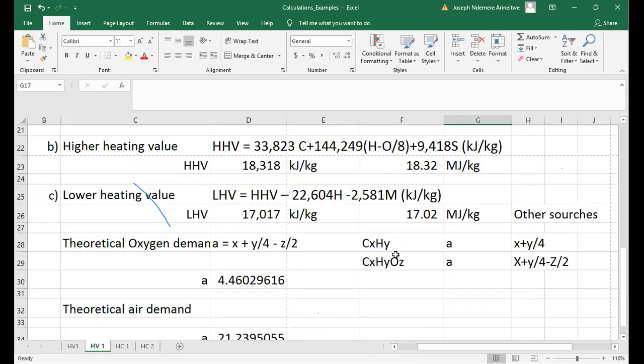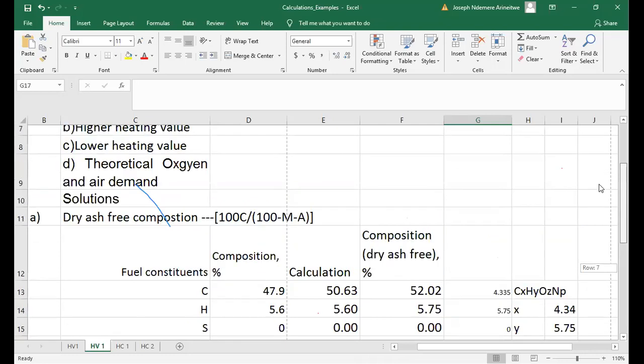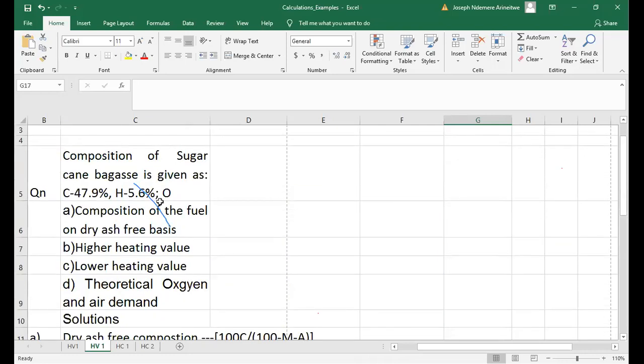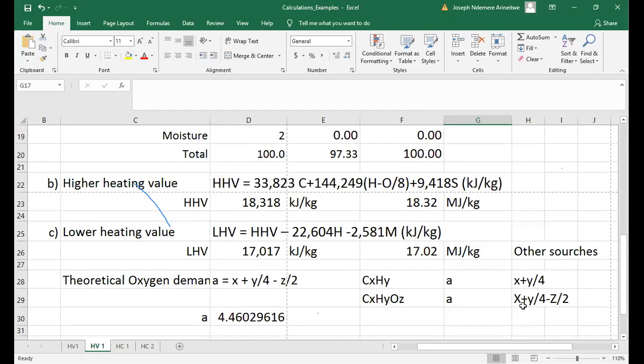Okay, so it depends on what you're dealing with. We already know the composition of the fuel in question. This is sugarcane bagasse, and they have given us carbon, hydrogen, and oxygen. Already that means you can't use X plus Y over 4 only. It will require that you use X plus Y over 4 minus Z over 2, because the fuel contains carbon, hydrogen, and oxygen. If it was something like kerosene and they just give you carbon and hydrogen, then obviously Z is 0, so the oxygen is 0. You can still use the formula X plus Y over 4 minus Z over 2, but the Z value is going to be 0. So it will be just a simple hydrocarbon.